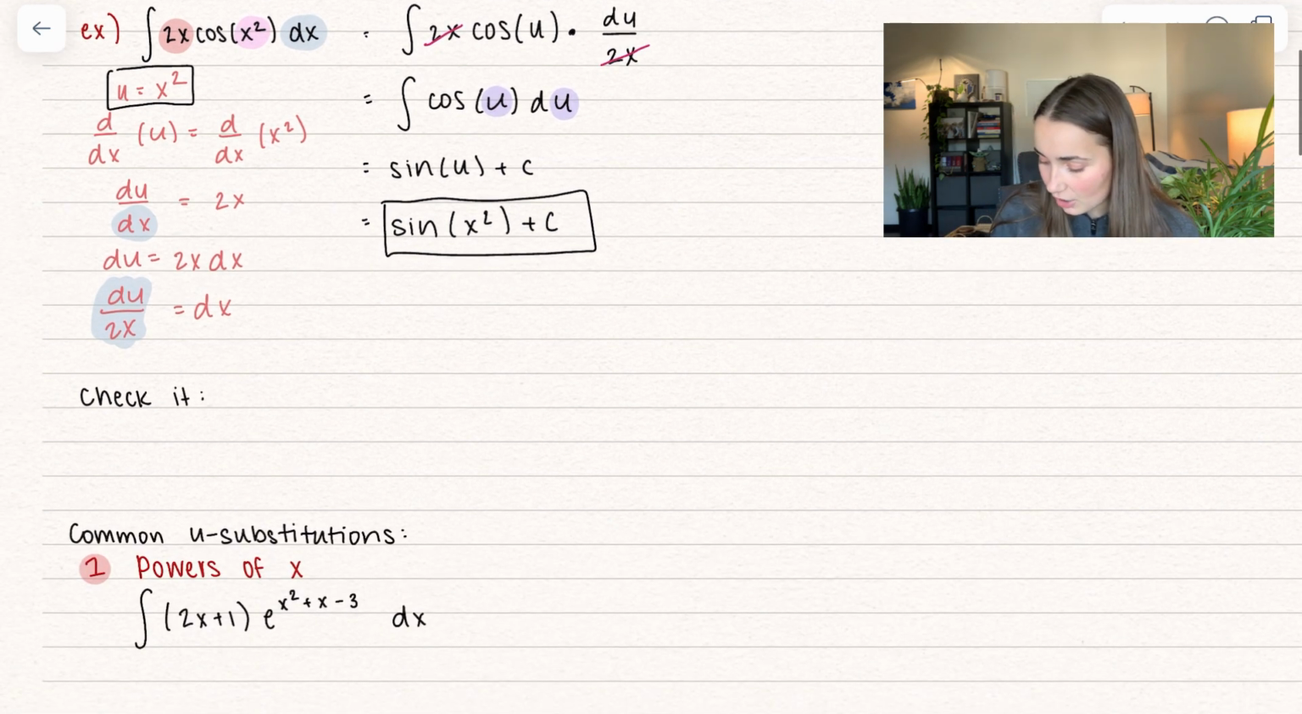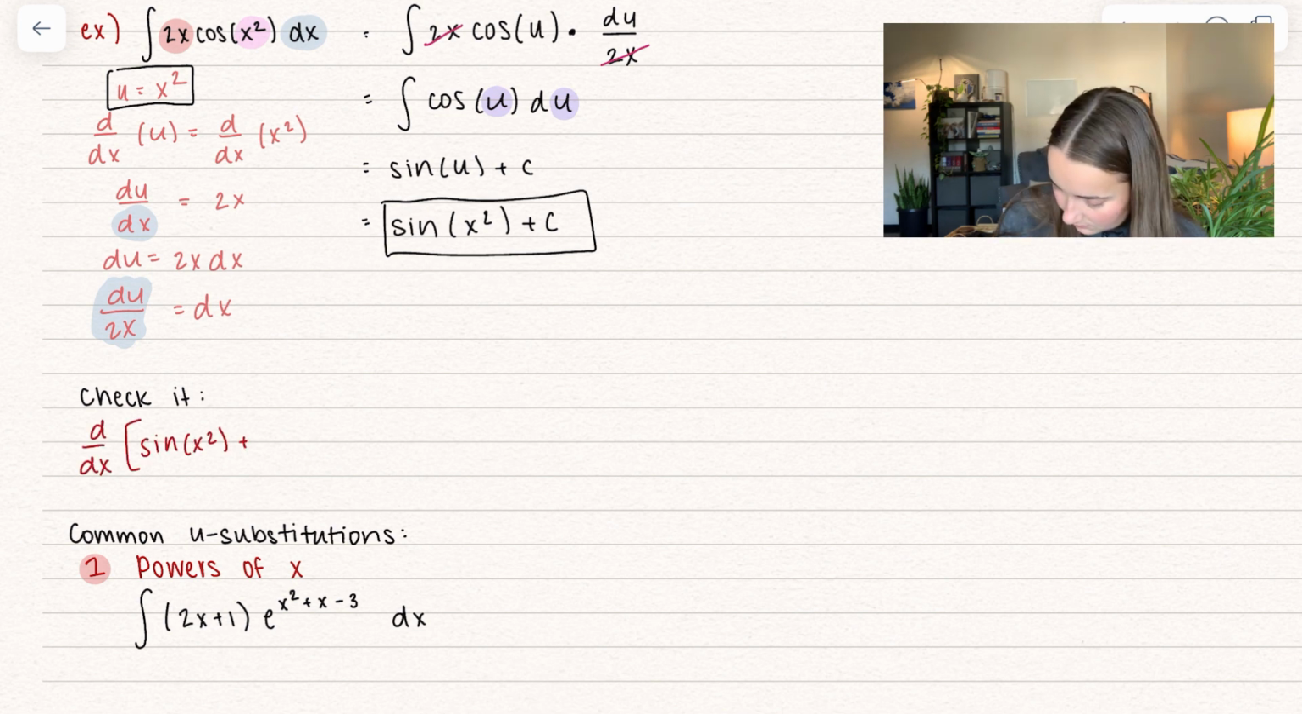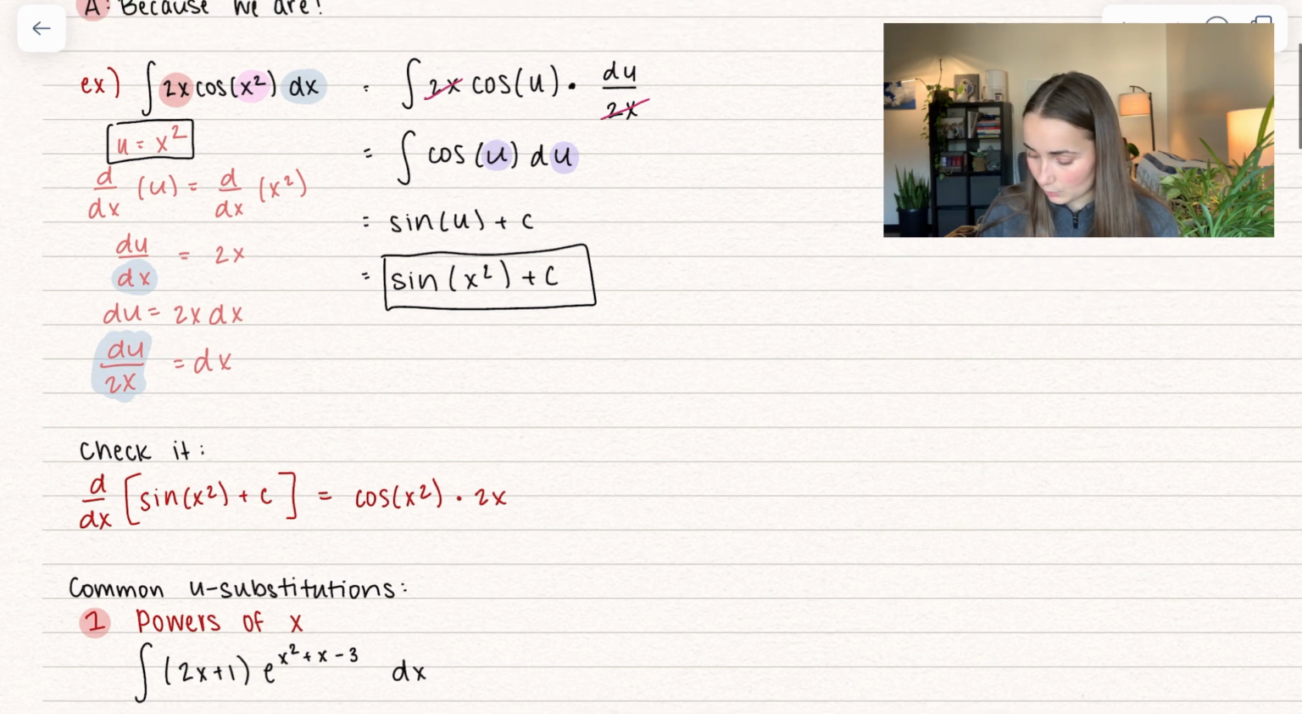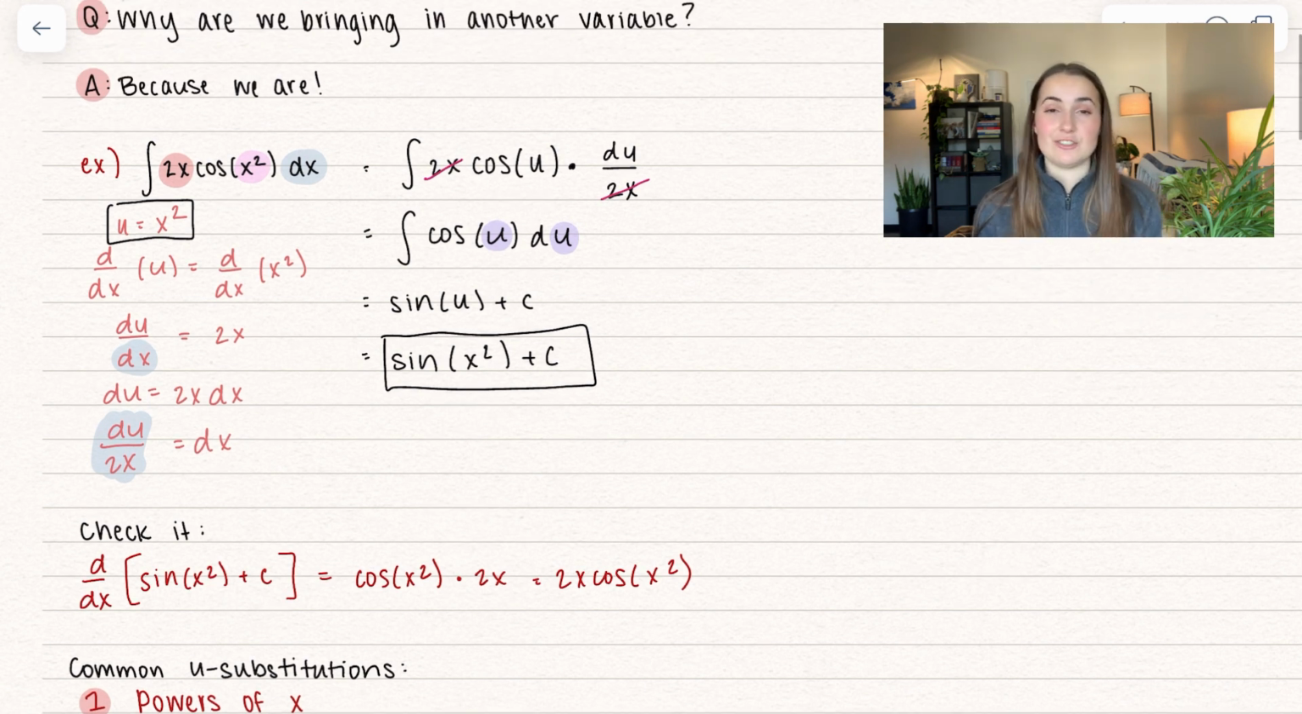Let's go ahead and check our answer. In order to do that, we're going to take the derivative of our answer. So when we do that, we're going to have to set up chain rules. So we have the derivative of sine is equal to cosine. Our inside stays the same. And then we multiply by the derivative of the inside. So it's 2x. And then that plus c goes to 0. So this is how we get 2x cosine of x squared, which is what we're originally integrating right here. So the U-substitution is chain rule backwards.